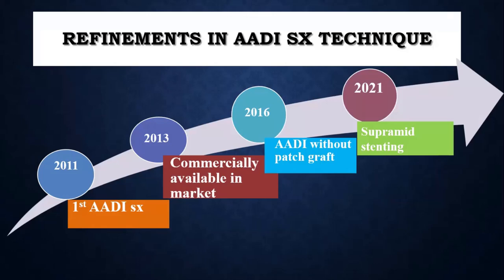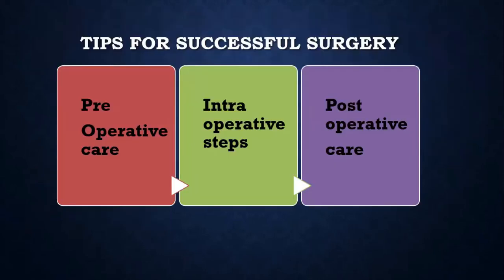And until 2016, in our institute, we were performing RD with patch graft. From 2016, we slowly shifted to patchless RD surgery. And from 2021, we started the technique of intraluminal stenting of the RD tube, that is using a 3-0 nylon multifilament suture, which I'll be showing in the subsequent session.